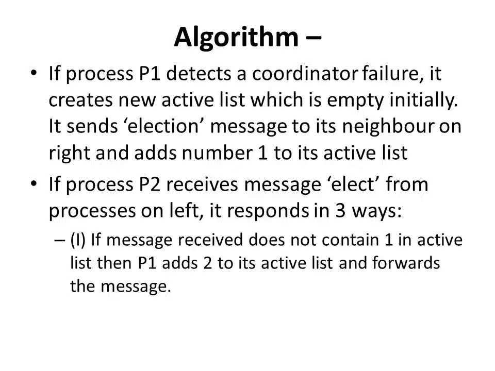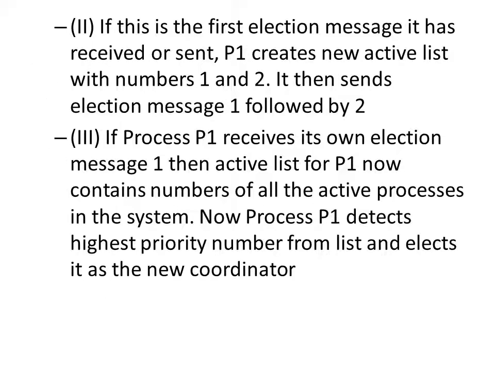Number 1, if message received does not contain 1 in active list, then process P1 adds the number 2 to its active list and forwards the message. Second way, if this is the first election message it has received or sent, the process P1 creates new active list with the numbers 1 and 2. Then it sends election message 1 followed by 2.